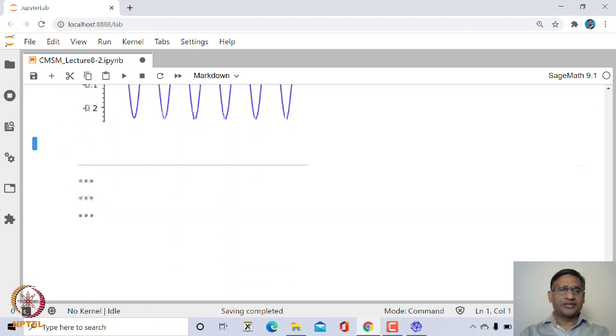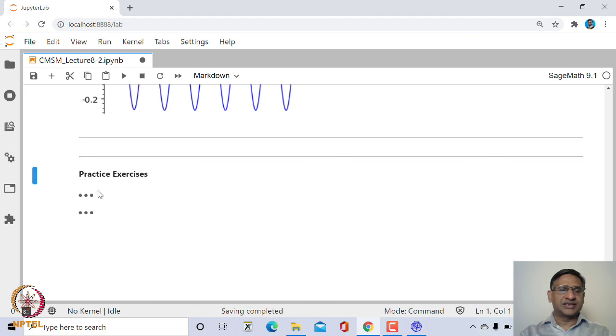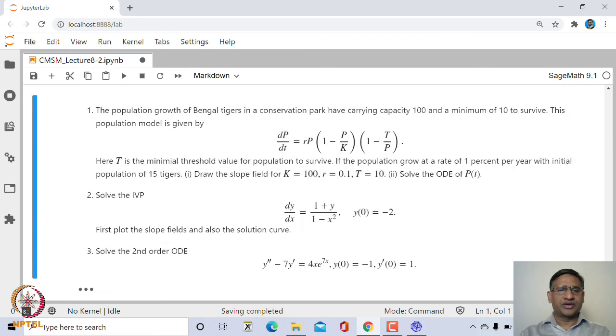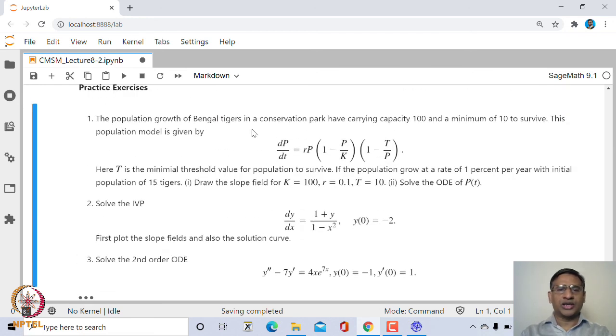Okay, let me leave a few simple exercises. These are the 3 exercises. One is again a population growth model, about Bengal tigers in a conservation park having carrying capacity 100 and a minimum of 10 to survive. This is governed by this population growth model, where T is the minimal threshold value of the population to survive.